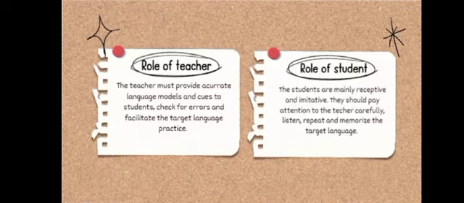The role of the teacher: the teacher must provide accurate language models and cues to students, check for errors, and facilitate the target language practice. And the role of the students is mainly receptive and imitative. They should pay attention to the teacher carefully, listen, repeat, and memorize the target language. Essentially, the teacher must bring useful vocabulary in context so students can repeat and learn how to use it outside when speaking to a native.